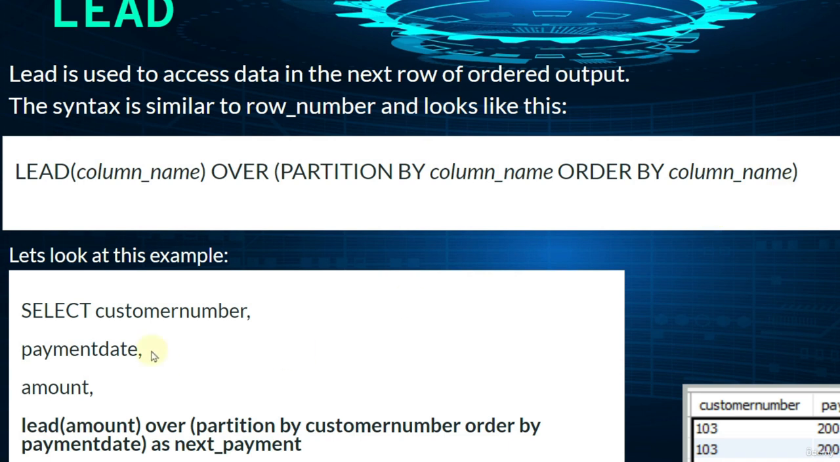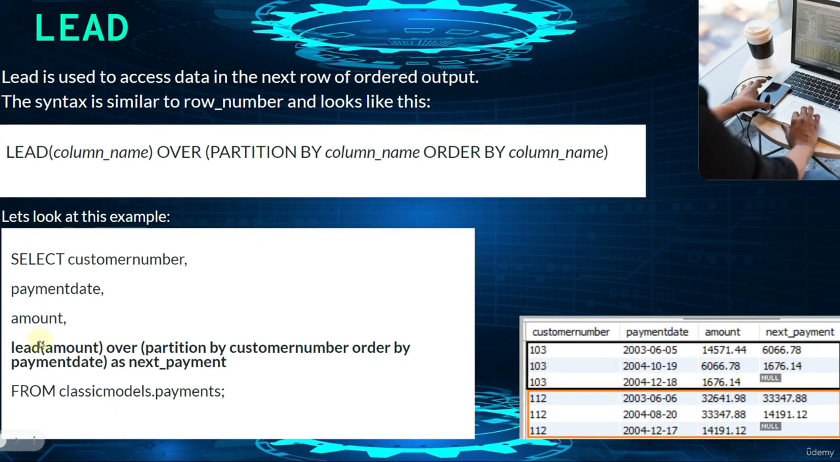So in this example here, you can see we're showing the customer number, the payment date, the amount, and then we're showing the amount that was paid next time. So lead of the amount over partitioned by each customer number and order by the payment date. And you can see the output here.